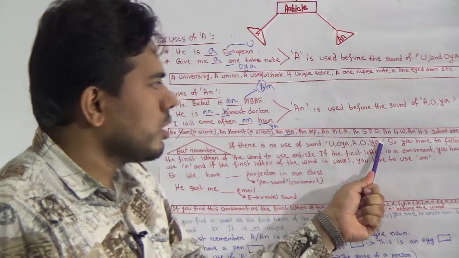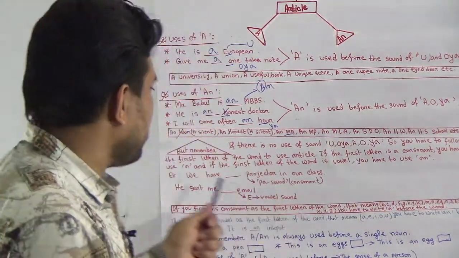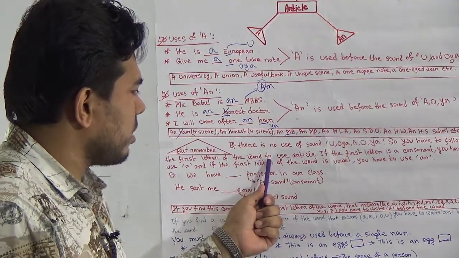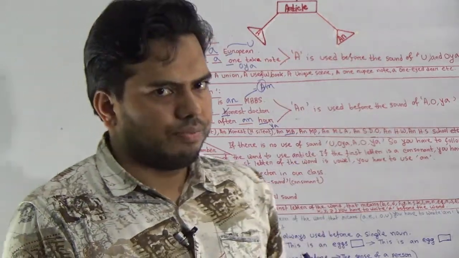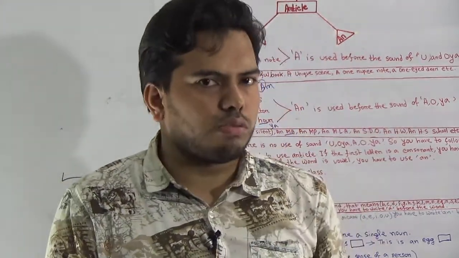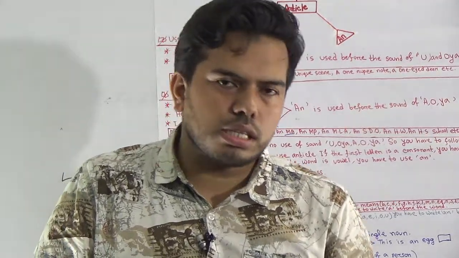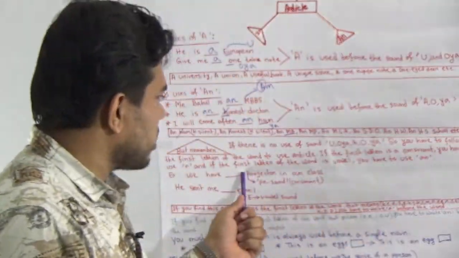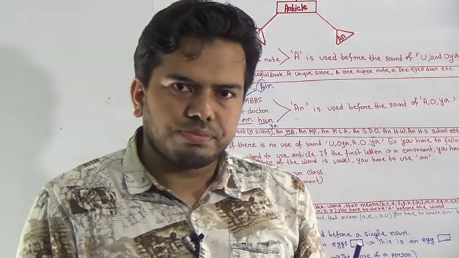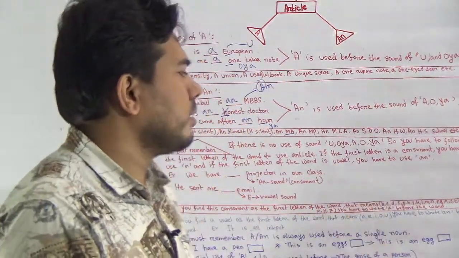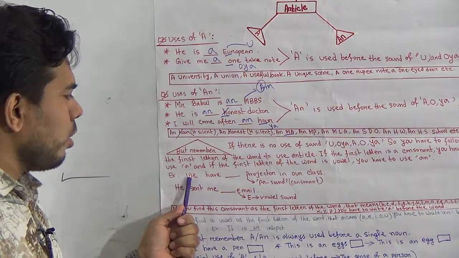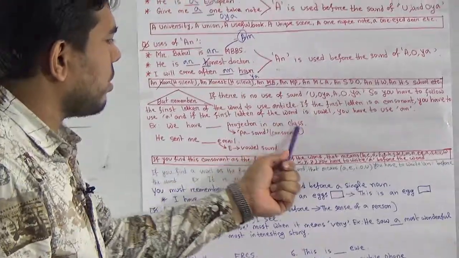Okay, next, but remember, if there is no use of this sound u, wa, a, o or other, then you have to follow the first letter of the word to use the article. If the first letter of your word is a consonant, then write a. If the first letter of your word is a vowel, you must write an. See example, if I say we have a projector in our class.